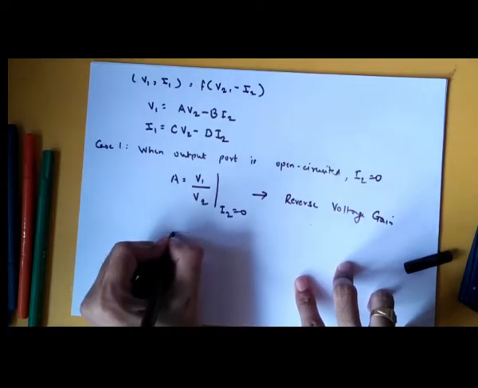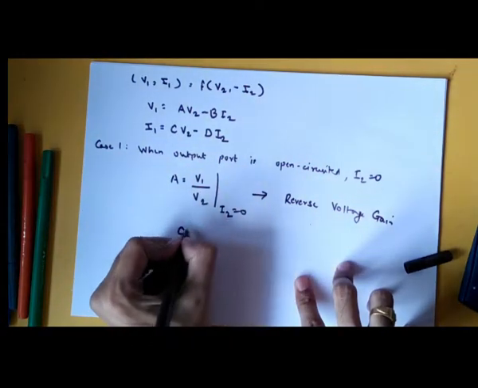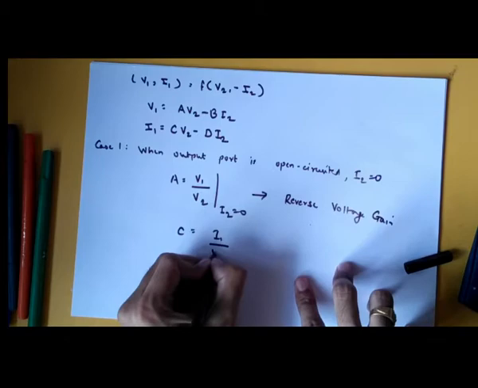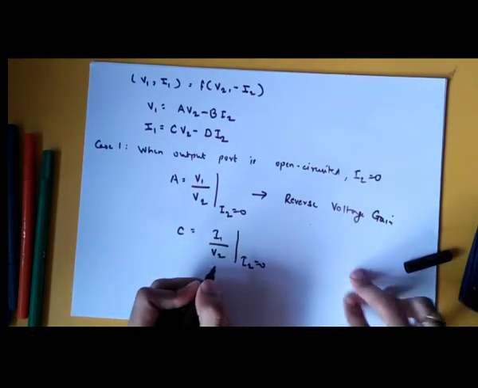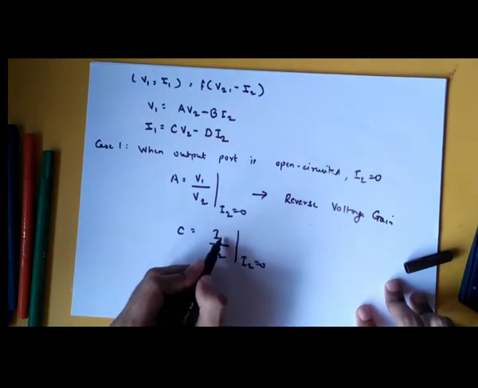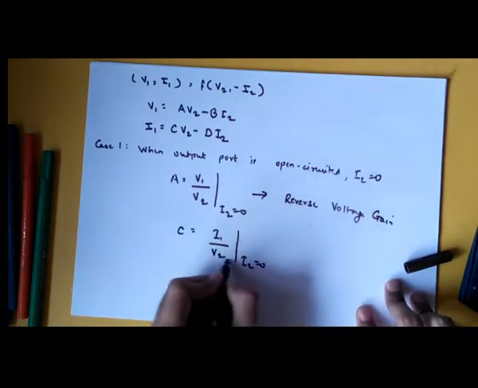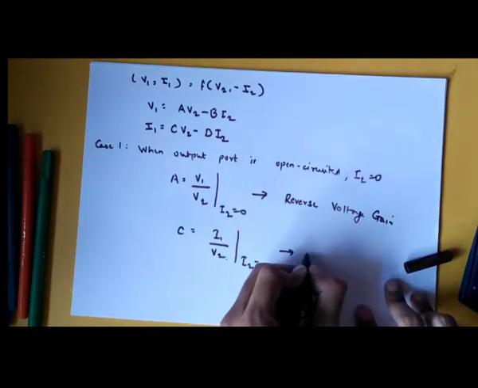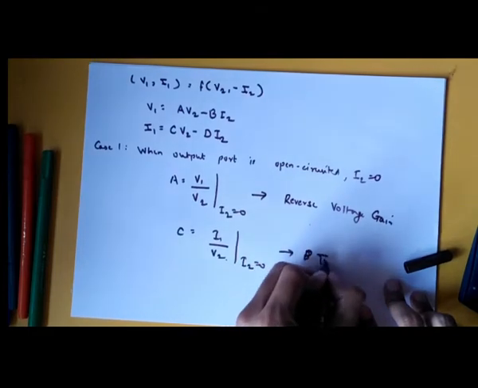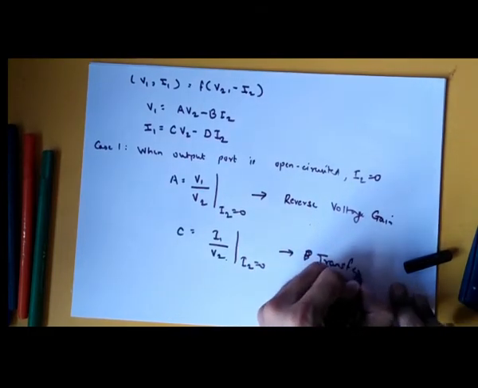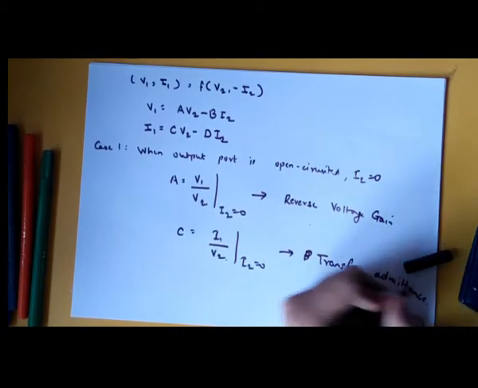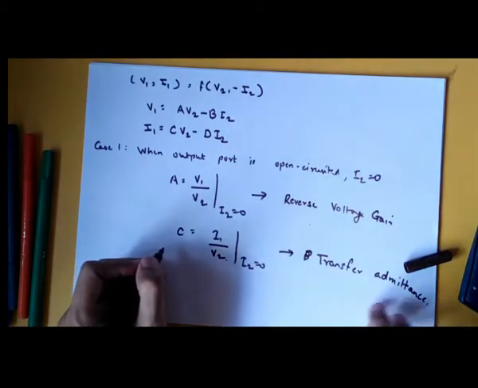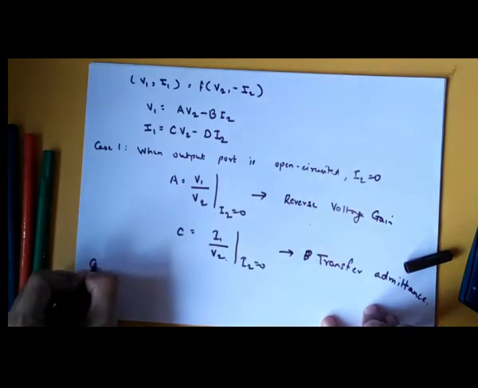Similarly, you can find C. It will be I1 by V2 when I2 is 0. What is I by V? It is admittance, right? And it is talking of port 1 to port 2 or port 2 to port 1, so that's why it is called transfer admittance.